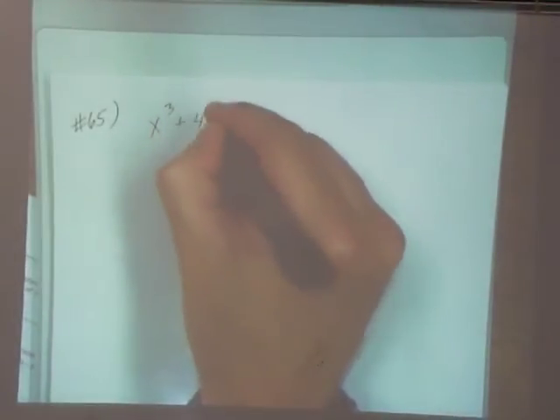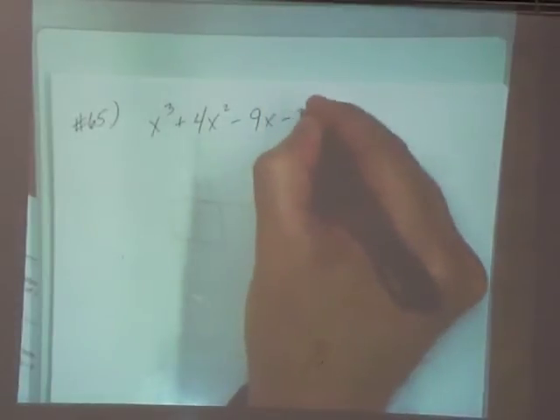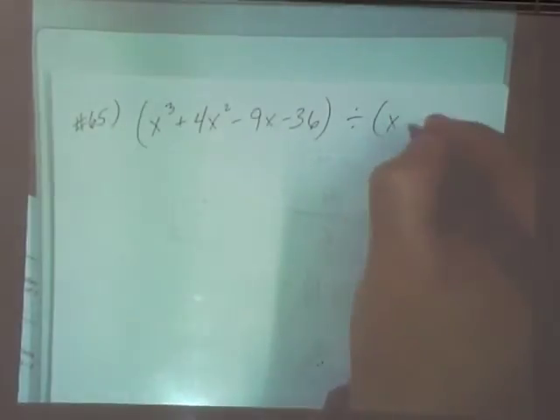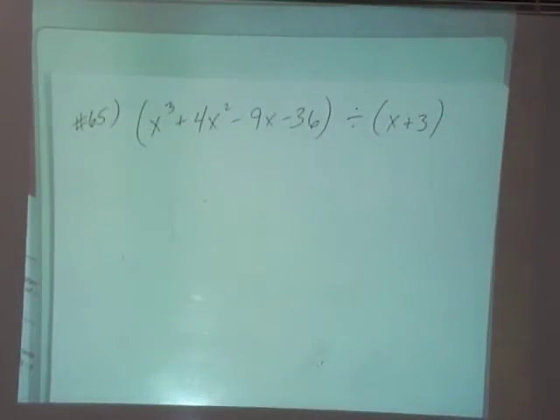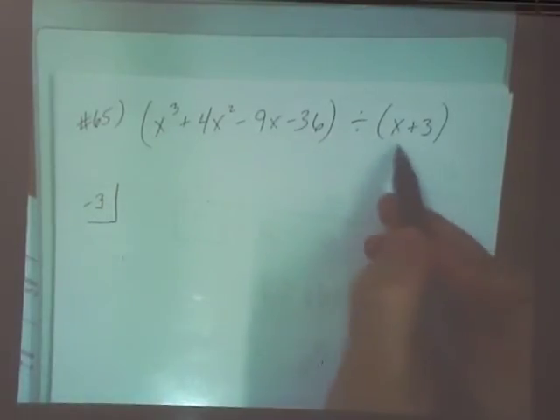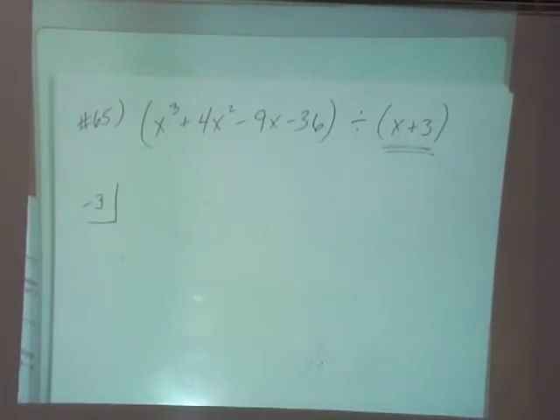Okay, 65. X cubed plus 4x squared minus 9x minus 36, and we're going to divide that by x plus 3. Alright, so synthetic or long division? Synthetic, okay, good. So what goes in the box? X plus 3? Negative 3, right? Why? Whatever makes this equal to 0. That's what goes in the box.